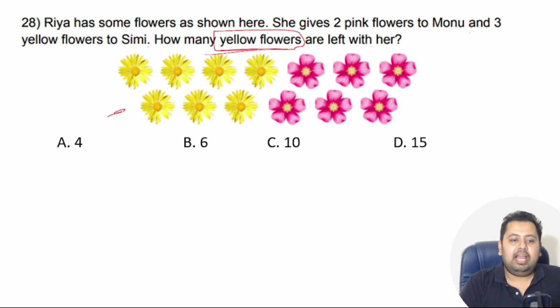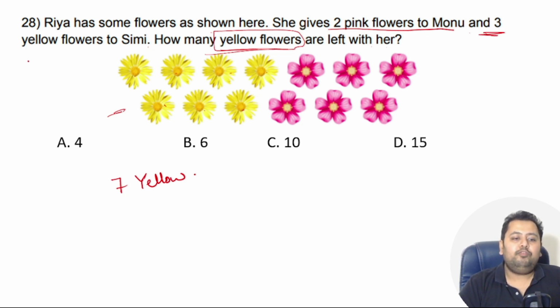Great. So Ria has some flowers as shown over here. So Ria has how many flowers? Ria has 1, 2, 3, 4, 5, 6, 7. So Ria has 7 yellow flowers, right? Again, she has some pink flowers. We don't have to count that because we have to finally find out how many yellow flowers are left with her, right? She gives 2 pink flowers to Monu. Again, we don't care about pink flowers.